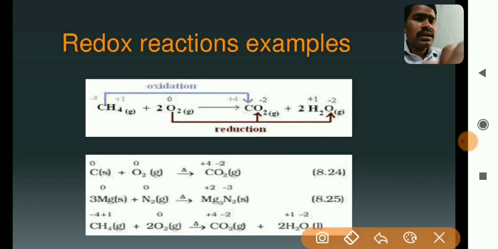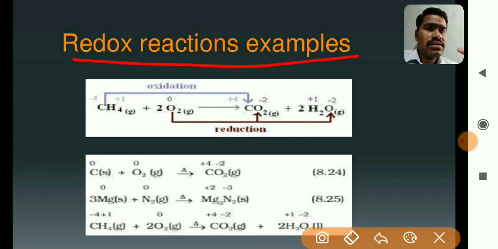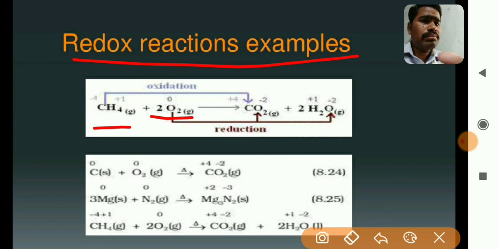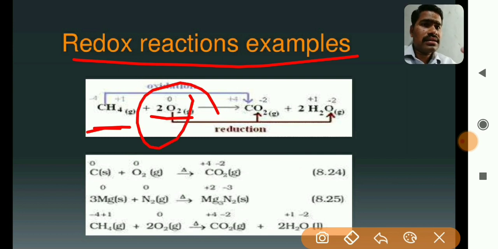Now see here, redox reaction examples. Here you can see there are some examples. One example is given here. See CH4, that is methane, treated with oxygen. This is simply a combustion reaction. Combustion is nothing but oxidation only. So when a substance combines with oxygen, that is called an oxidation reaction. So here methane is a fuel that combines with oxygen. It means burning. It's a burning reaction. So when methane burns in the air, it forms CO2 and H2O.